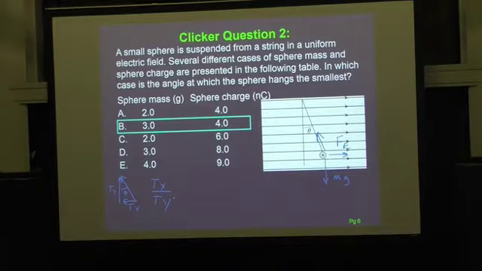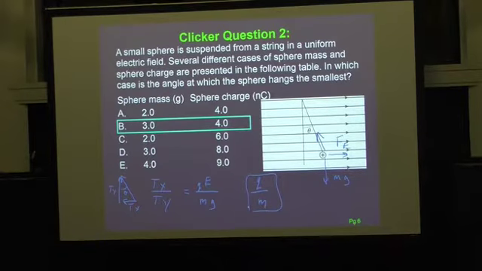So we can take that and set it up like this. The electric force is Q times E. We just learned that one, that's brand new. And the gravity force is mg. The key thing here is this ratio Q over m, because the electric field is constant and g is constant for us. So the bigger Q divided by m is, the bigger that angle will be, and vice versa, the smaller it will be.